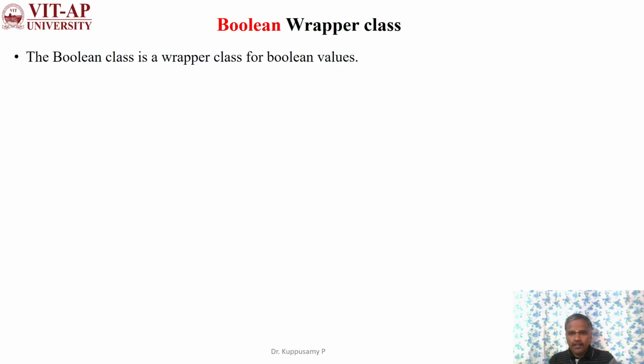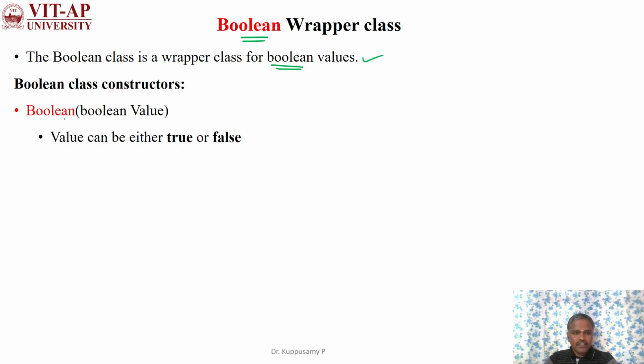Hi everyone. In this session we will discuss the Boolean wrapper class. The Boolean wrapper class is one of the wrapper classes used to convert values which are represented in the form of the Boolean data type: true or false, 0 or 1, yes or no.